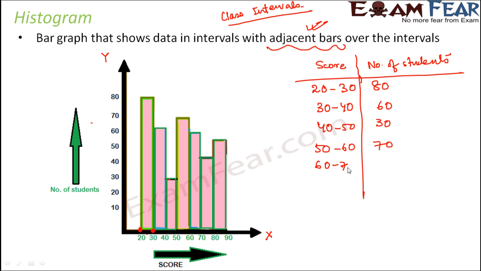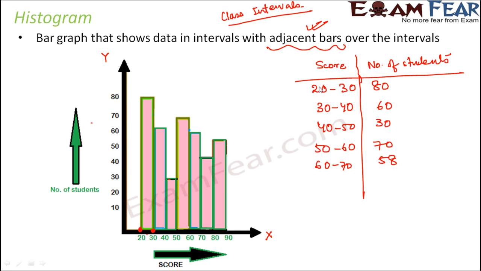And looking at this table, what do you understand? Here you are not talking about a specific score. Like in case of the normal bar graphs, we were saying that the number of students who scored 25 marks were 10, the number of students who scored 32 marks were 20. But in this case, we are not talking about a specific score. We are talking about a range of score. That means students who scored in the range of 20 to 30 marks is 80.